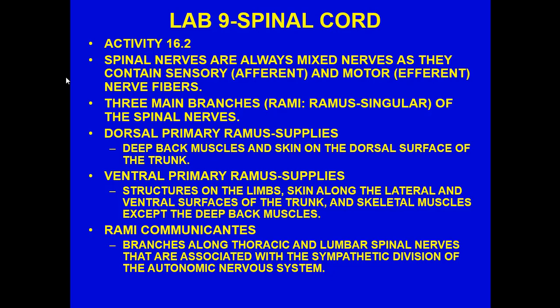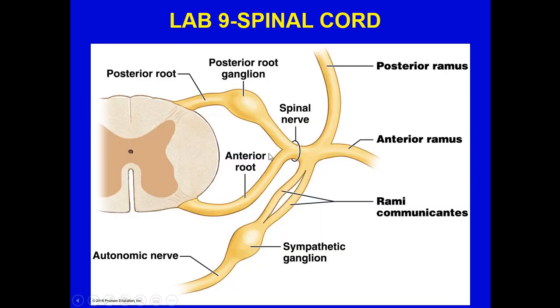Then we also have a structure called the rami communicantes. These are branches along the thoracic and lumbar spinal nerves. They're associated with the sympathetic division of the autonomic nervous system. So remember, here's where we have the anterior ramus here, the posterior ramus here, and the rami communicantes, because what happens is the pathway coming out here will first go through the sympathetic ganglion. You will have an autonomic nerve come out, and then it will go back and, if necessary, follow down.